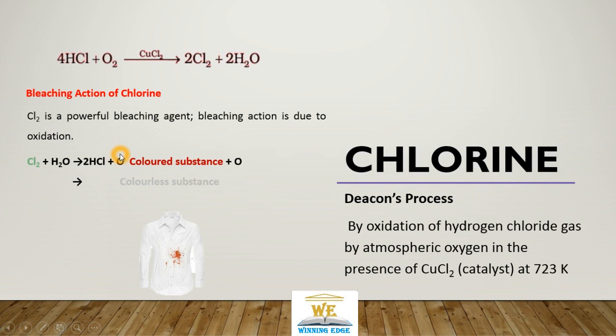This nascent oxygen has a very strong oxidizing power. It oxidizes the organic material present, so the stain will be gone. We get a colorless substance, the stain is gone. So we should say not chlorine directly, but the nascent oxygen generated from chlorine is responsible for the bleaching action.